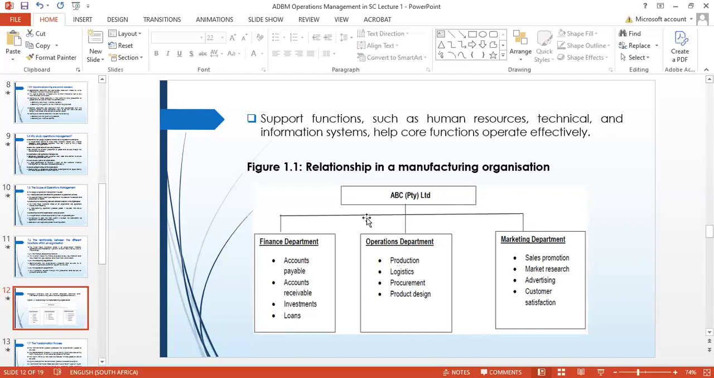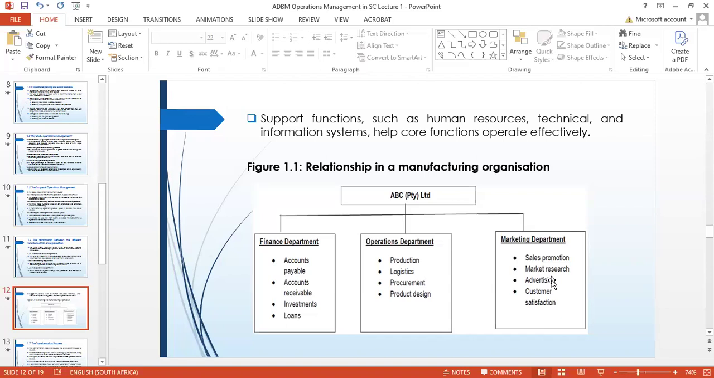We have the operations department, which deals with the production of goods and services, the logistics, movement of raw materials, movement of finished goods, and so on. The procurement of the raw materials, designing of the products. This is the operations department.